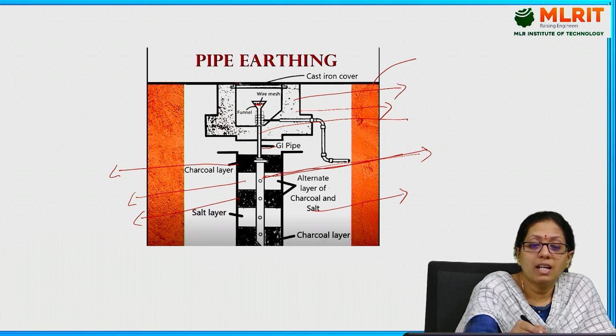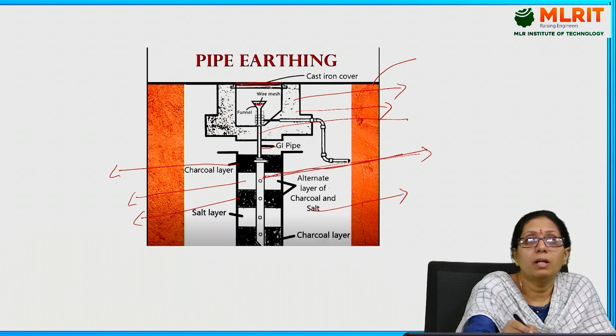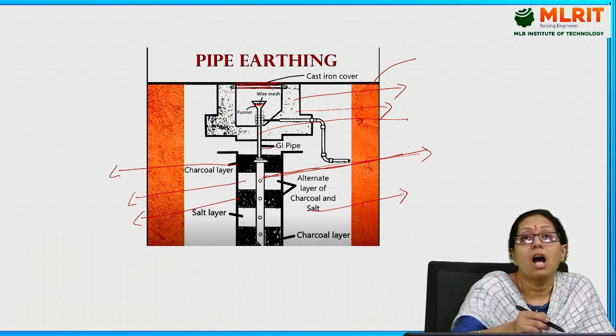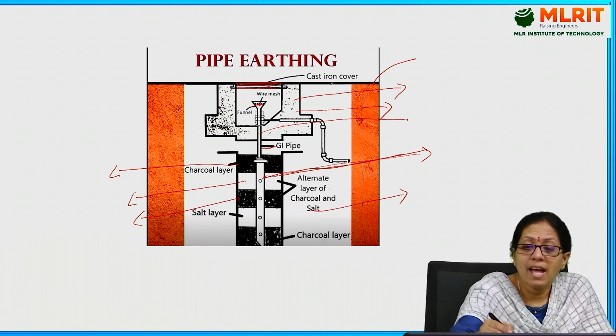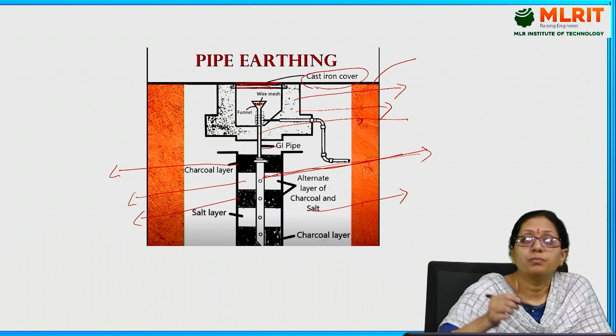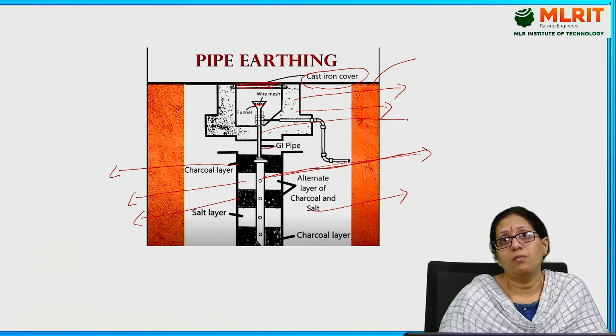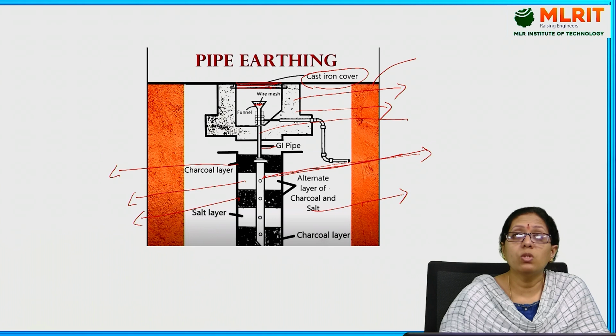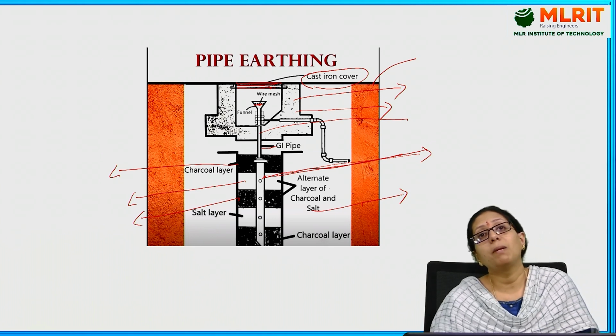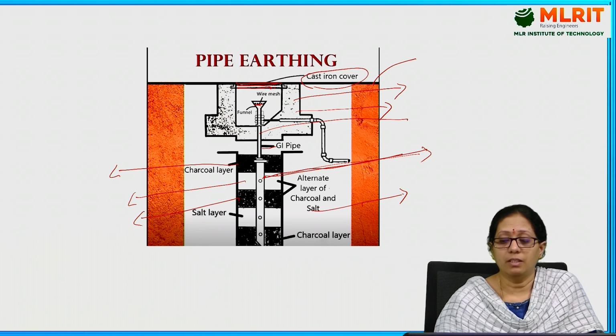And we are covering this outer part with a cast iron cover. So this is the construction of pipe earthing. Previously we used a plate. Here, instead of a plate, we are placing a pipe.